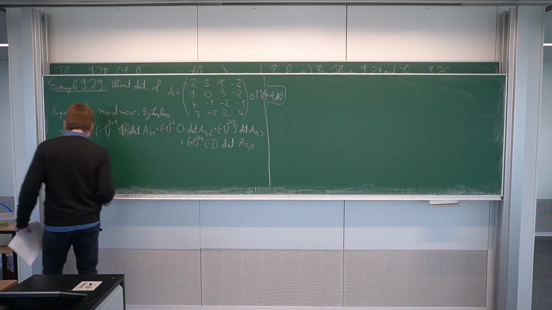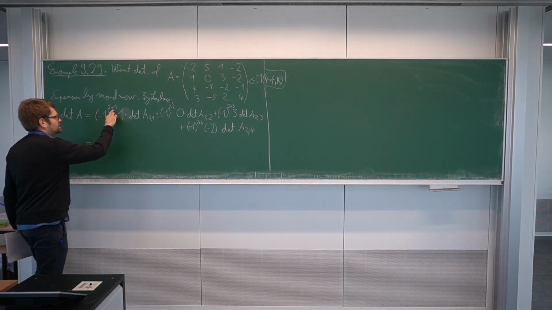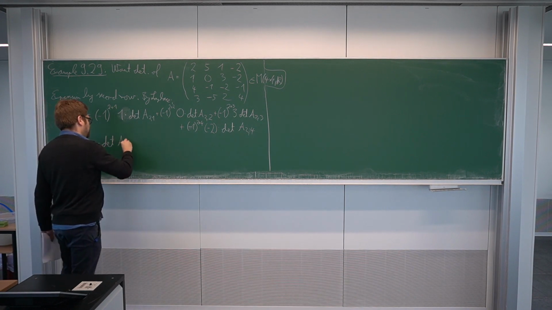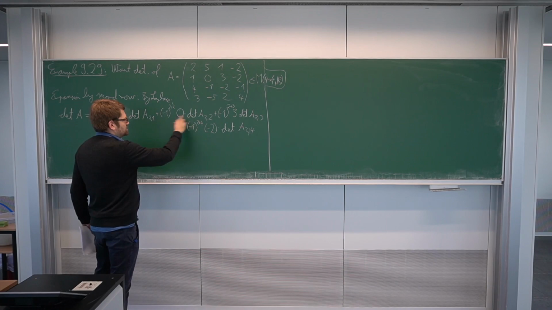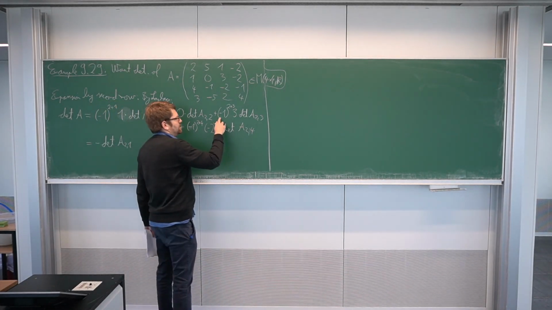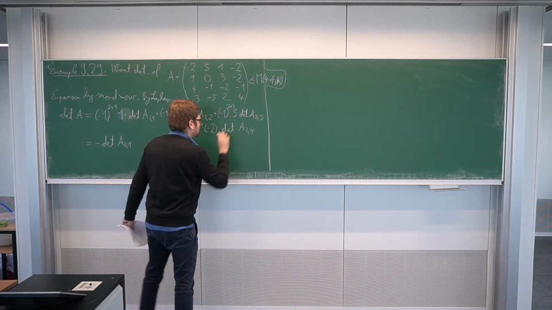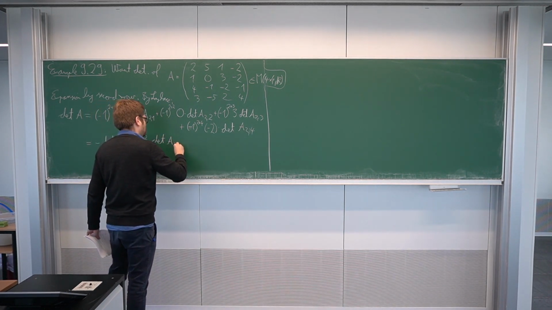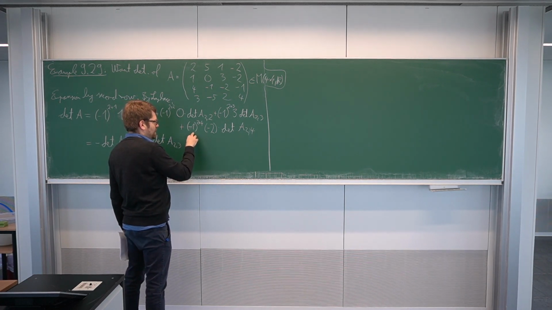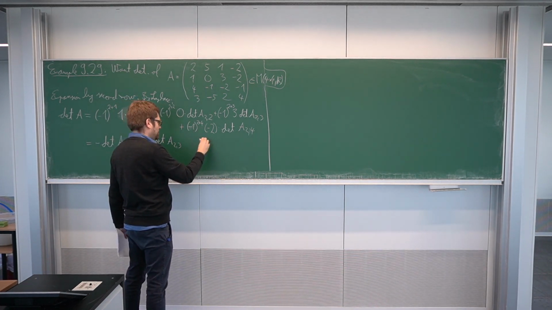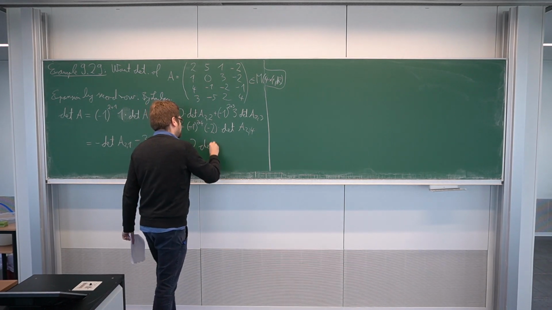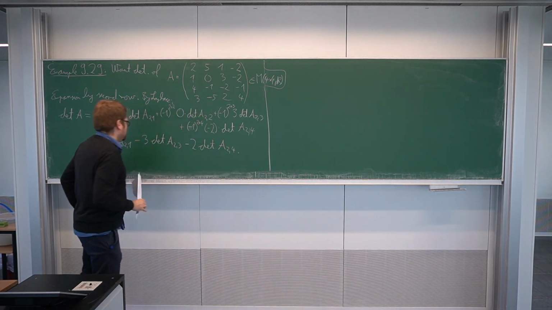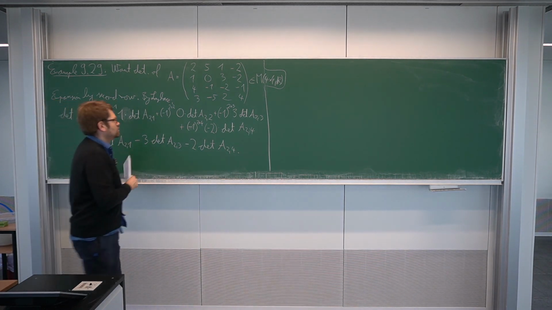So let's clean this up a little bit. So this (-1) to the 3 is a minus, 1 is 1, so we will get minus det A_21. So this is 0, so we don't need to care. This is (-1) to the 5, so it's a minus. So we get minus 3 times det A_23. Here we have (-1) to the 6, which is plus, but here we have a minus, so this is minus 2 det A_24. Okay, this is what we have, and now we need to compute the determinants of these matrices.